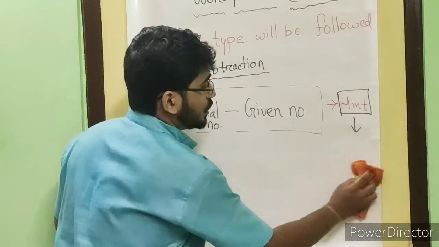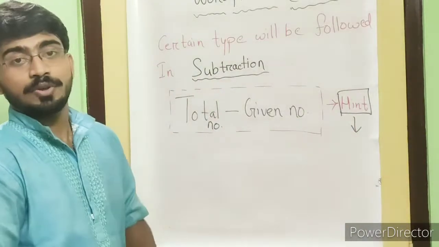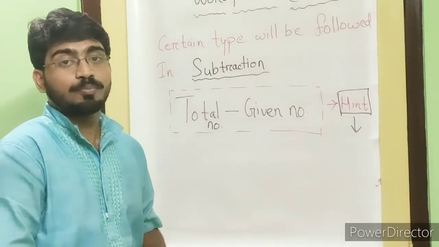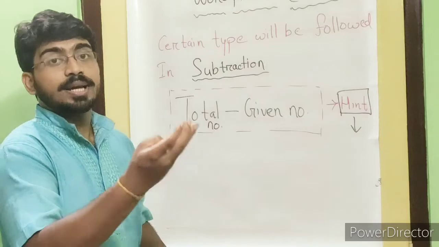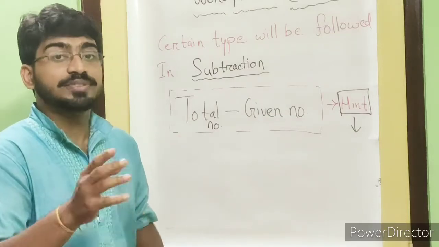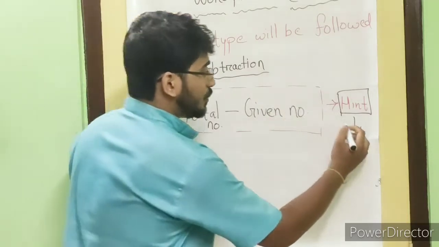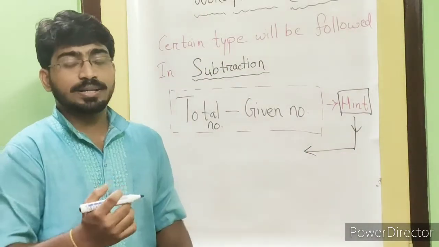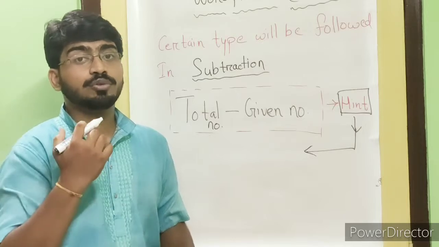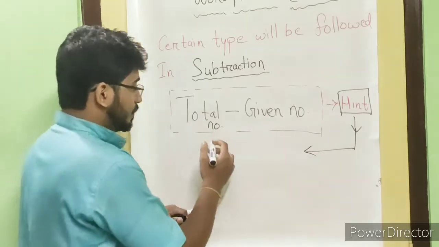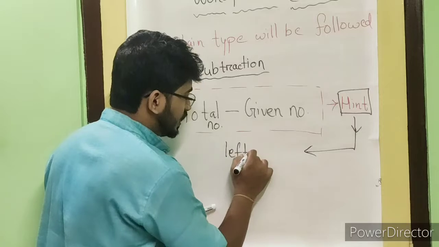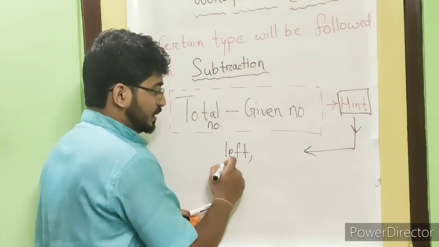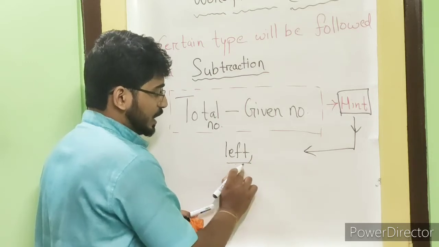And yes, on the right side of the board you can see I have written hint. So what is hint? From my last 4 points, information, hint, calculation, and the last one was result declaration. In case of addition, I have given you some hint words, but in case of subtraction, it will be better for you if you avoid those hint words. But yes, some hint words are there. That means left, how many left. This is the main hint word, how many left.